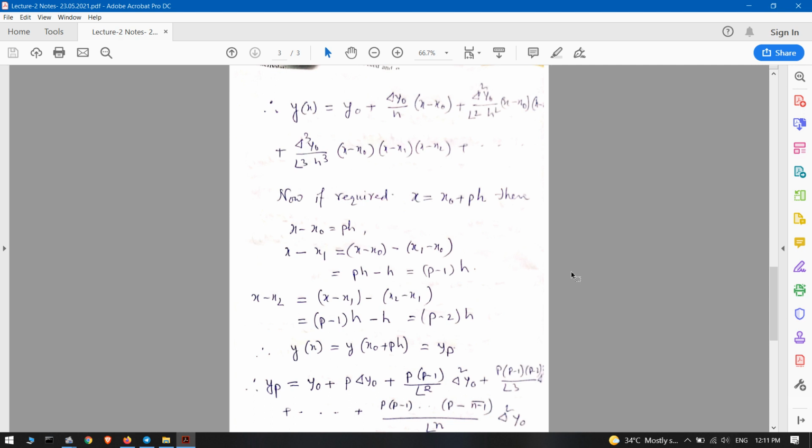x minus x0 plus a2 into x minus x0 into x minus x1 plus a3 into x minus x0 into x minus x1 into x minus x2, up to the nth term, that is an into x minus x0, x minus x1, and that last term will be x minus x n minus 1. Now, this is our assumption that this polynomial must be correct. So if this polynomial is correct or very close to the exact polynomial, then what will be the value of the polynomial if we put x equal to x0?